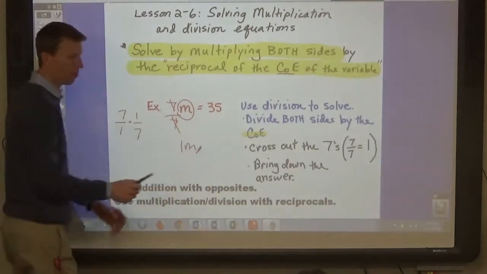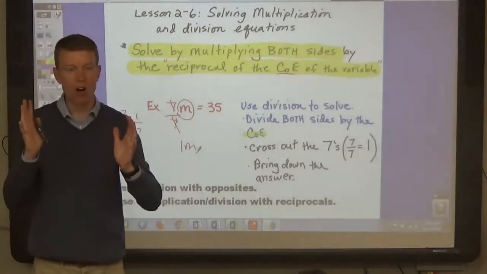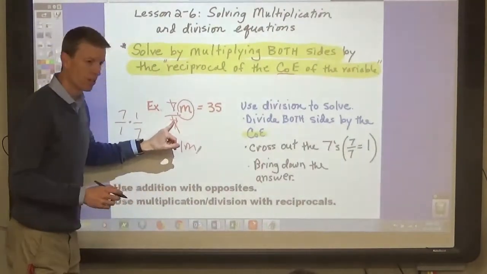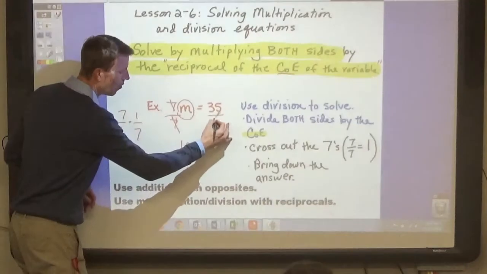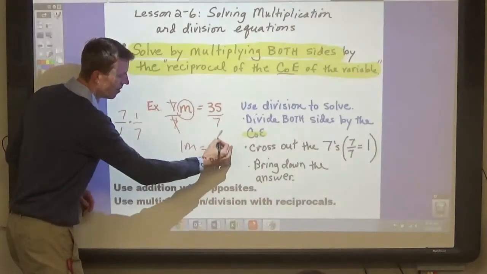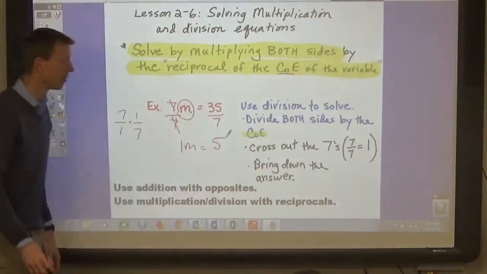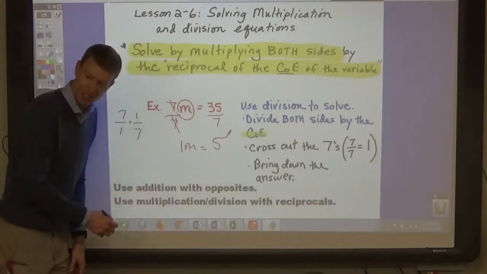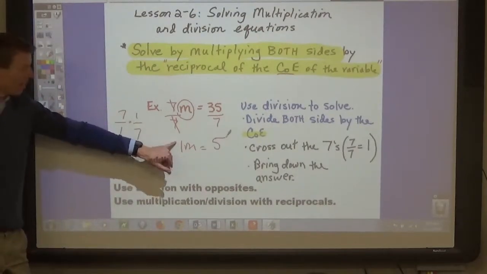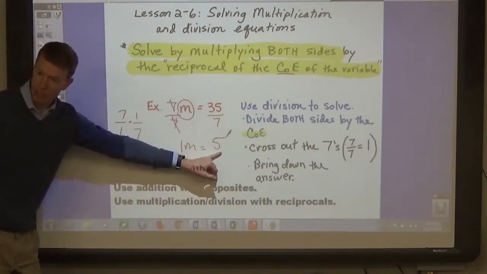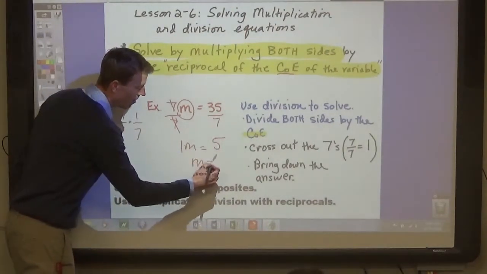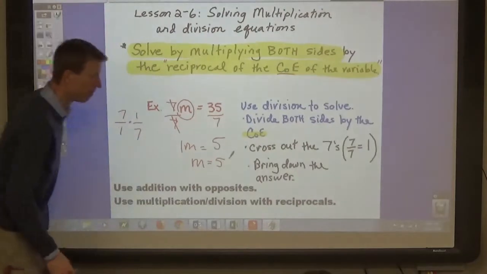The most important rule of solving is always to do the same thing on both sides. So if you write 35 over 7, you get the solution. 35 over 7 is 5. We get to this point in a different way, but we use the same concept as adding and subtracting.